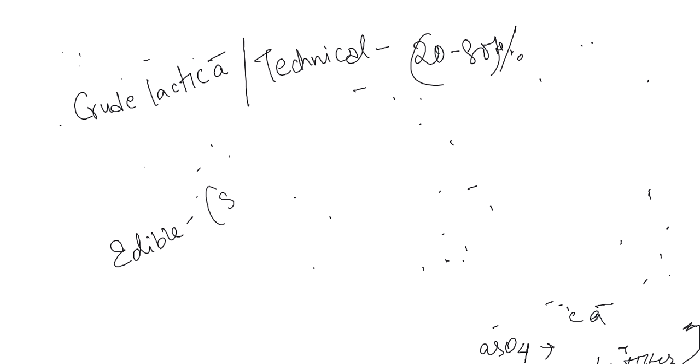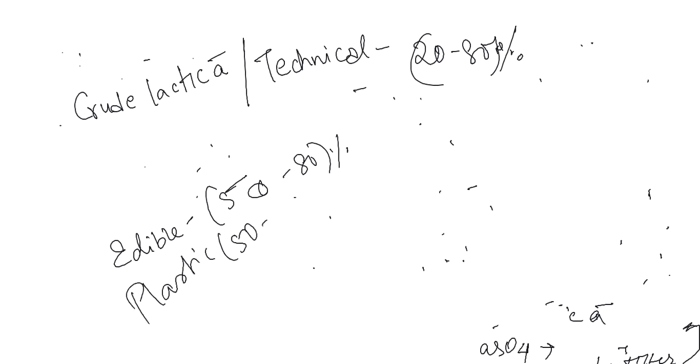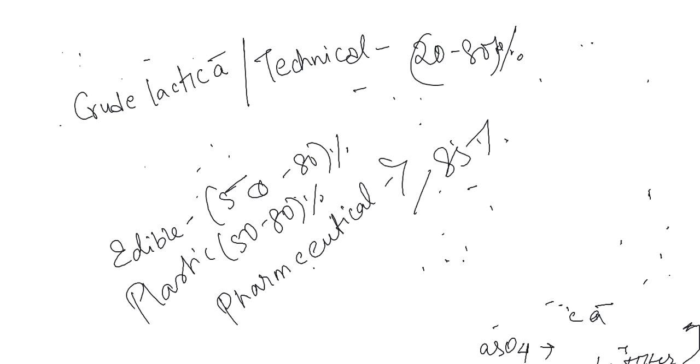We'll have 50 to 80%. And for the plastic part, usually 50 to 80% again, when you are using it for polylactide or polylactate. And when you are using it for the pharmaceutical aspect or medicinal purpose, it should have a much higher purity, greater than or equal to 85%.